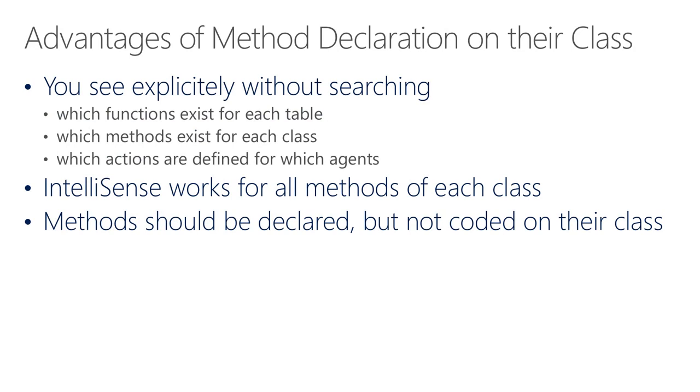This implementation methodology has a lot of advantages. It not only structures your code in a highly transparent way, but it also makes you see immediately and without searching for it which methods exist for each class. And it should be clear by now that which functions exist for each table and which actions are defined for which agents are only synonyms for that. Thus, IntelliSense works not only for every field, but also for all methods of each class. These methods need to be declared, but in most cases not coded on that class.